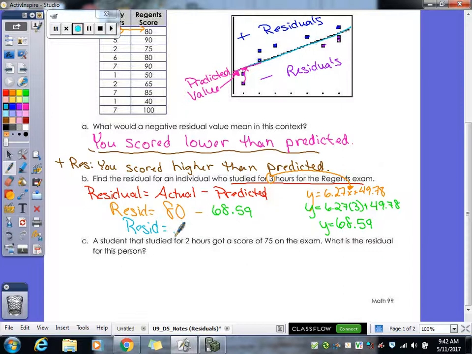What was our residual here? Yeah, 11.41. So that's a pretty high residual. So this person did a lot better than they were expecting to have done.